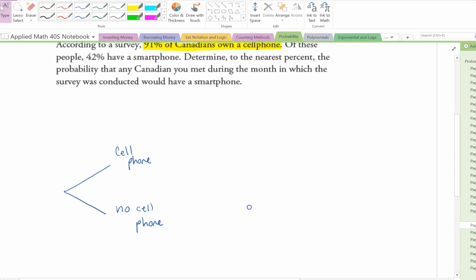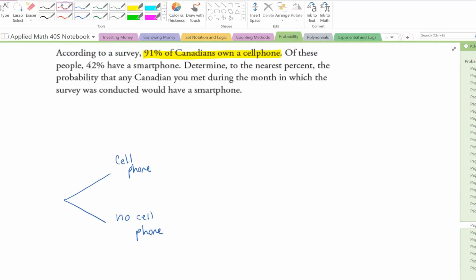And because they're giving us 91%, well, we know that this is going to be 0.91 if I just put it as a decimal. So what does that mean for people without a cell phone? Well, these are the people who weren't surveyed yet, so that would be 0.09. Okay, having those listed in the tree diagram is quite helpful. Now, because these people who don't have a cell phone were not surveyed, we're done with them.